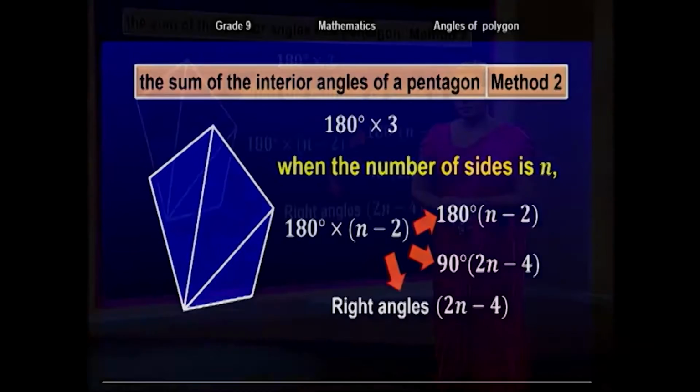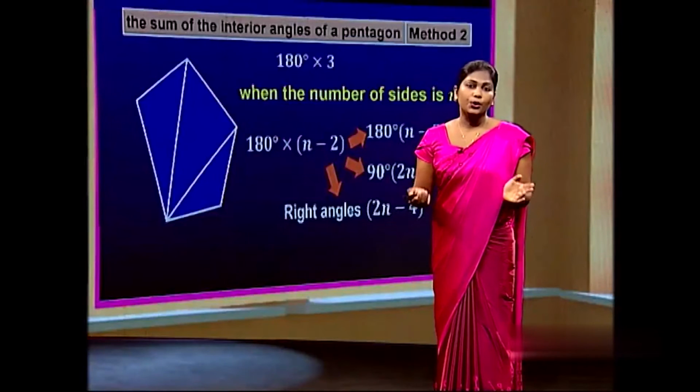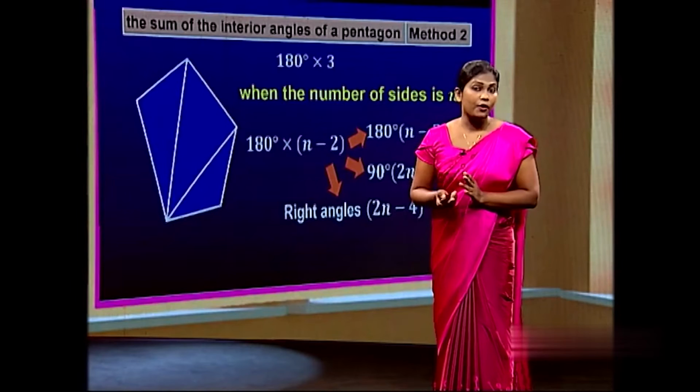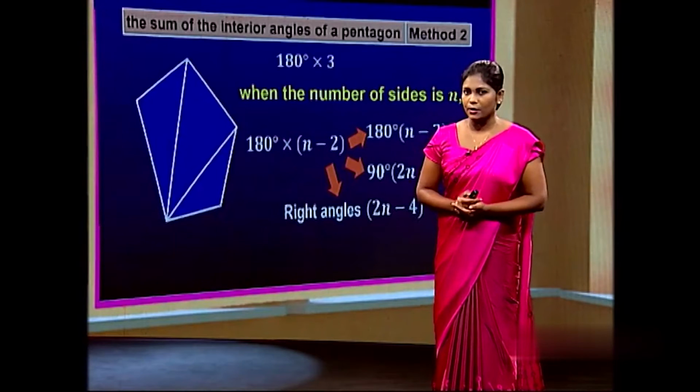Okay children, now you know how to find the sum of the interior angles of a polygon. We learned about 2 methods. What is the formula? Say it again.